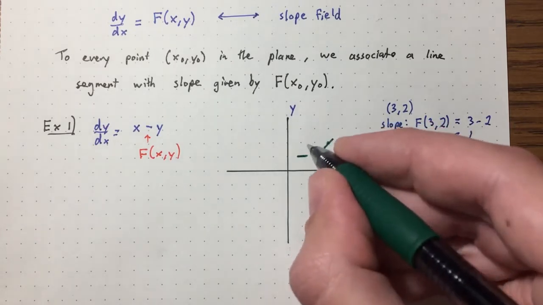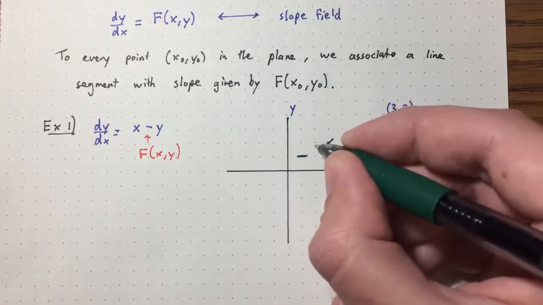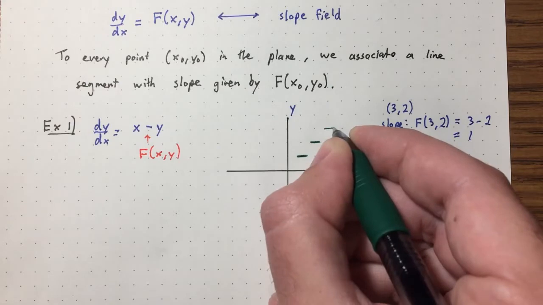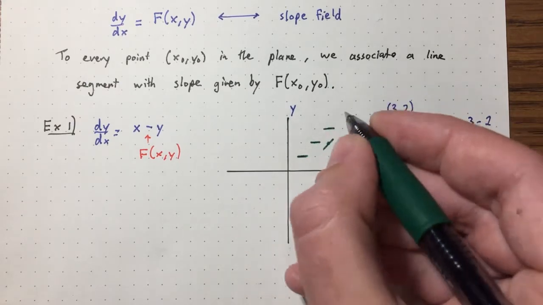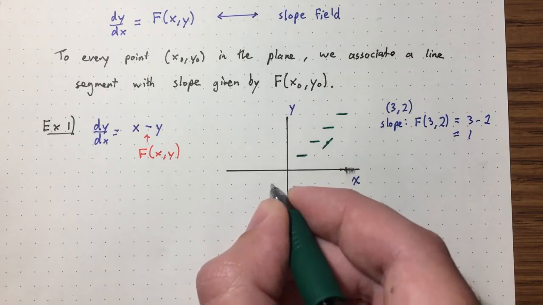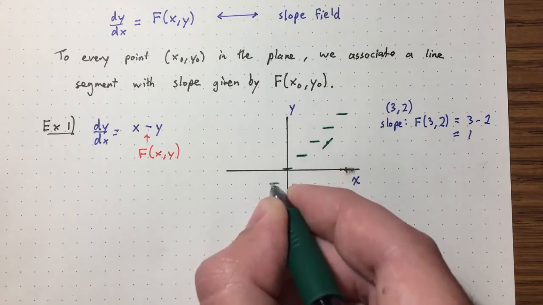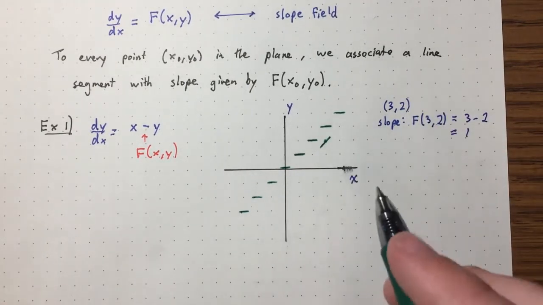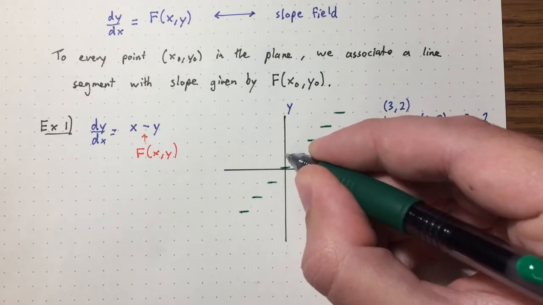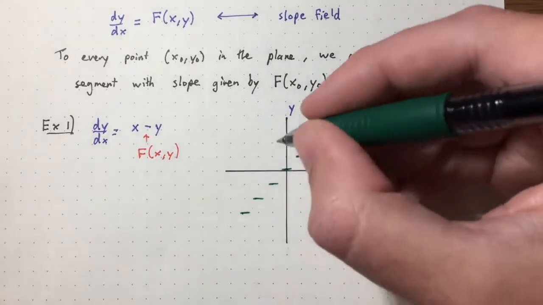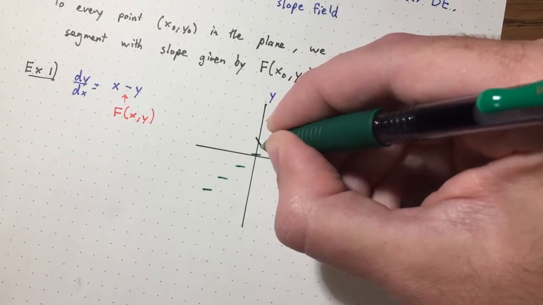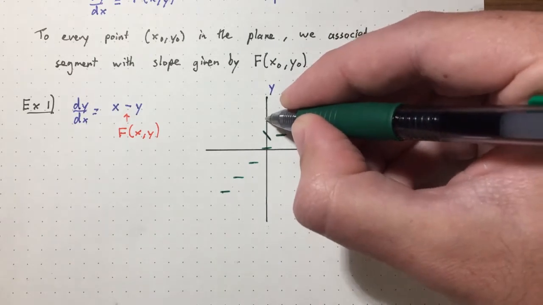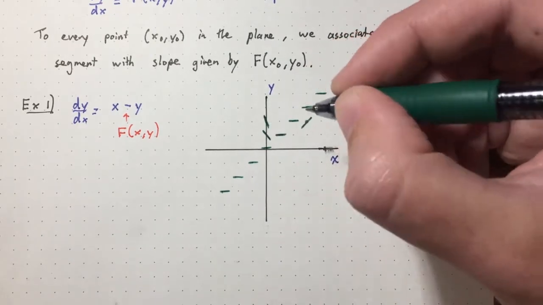And I'll keep doing this with every point in the plane. So for example, 2, 2, 2 minus 2 is 0, so I need a slope of 0. You might notice that every point along this line y equals x here is going to have a slope of 0. That's the sort of trick to fill in a lot of these quickly. Okay, what about this point here? 0, 1. I need to do 0 minus 1, which is minus 1. So here I'm going to have a slope of negative 1. Okay. And here I'm going to have a slope of negative 2. So I'll draw that one a little steeper.